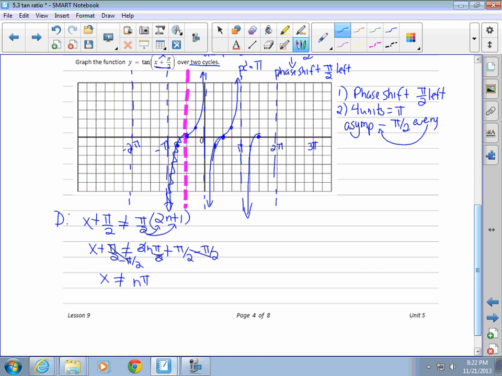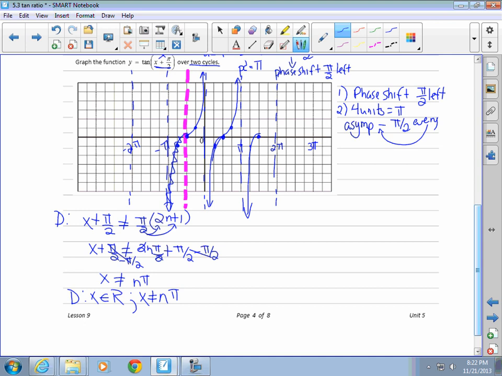So that is what your domain then is going to be. The set of values for x, it's all real numbers except x cannot equal n pi. So if I take a look at this one, n pi should mean that's where my asymptotes are. And if I look on here, because of my phase shift over, it is.